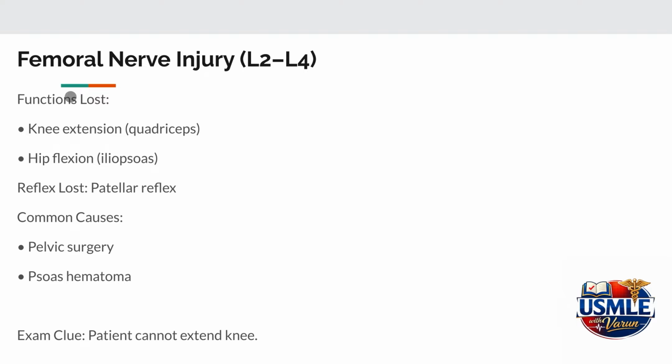The femoral nerve originates from L2 through L4. It supplies the quadriceps muscle group, which extends the knee. Injury to the femoral nerve can lead to loss of knee extension and a reduced or absent patellar reflex. Common causes include pelvic trauma or psoas hematoma. So in a patient with a femoral nerve injury, the patient cannot extend their knee.